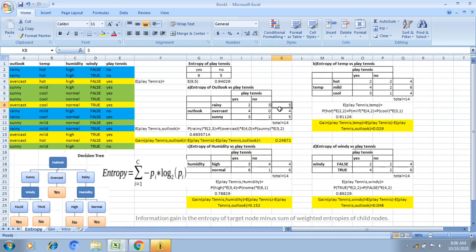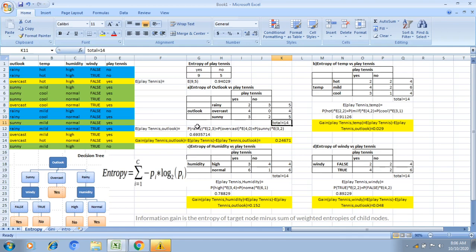Totally, 5 samples are there. In a similar way I am dividing overcast. For example, overcast: all are yes, so 4 yes, 0 no. In a similar way I am splitting our data for overcast. How many yes are there? How many no's are there? Similarly, how many sunny yes are there? How many no's are there? I am just summing the complete data: 3 plus 2 is 5, 4 plus 0 is 4, 2 plus 3 is 5. If I calculate all the samples, my total is 14.